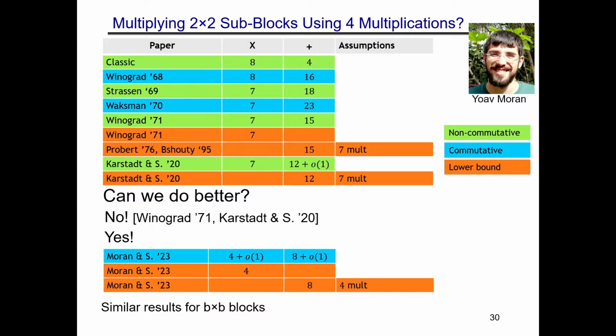I don't understand. What can you do with 4 multiplications? You can multiply 2 by 2 matrices using only 4 multiplications instead of 8 of the classical algorithm or 7 of the Strassen or alternative basis multiplication. So you only use 4 multiplications and 8 additions. But of course you cannot do that for a single 2 by 2 matrix. We have lower bounds on that. But what you can do, you can do that when these are blocks within a larger algorithm.